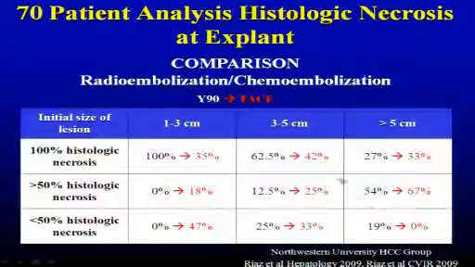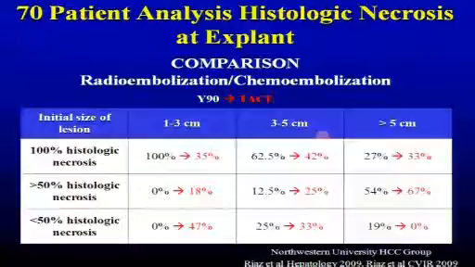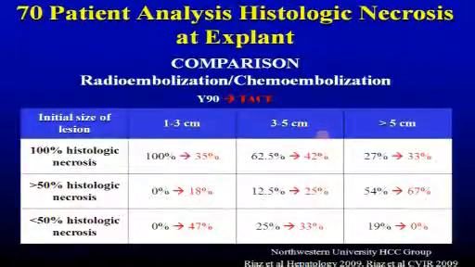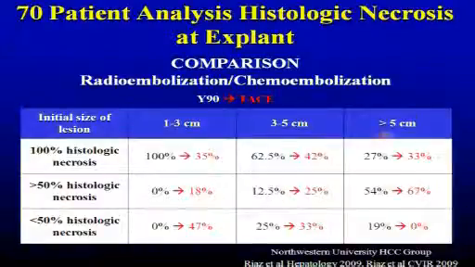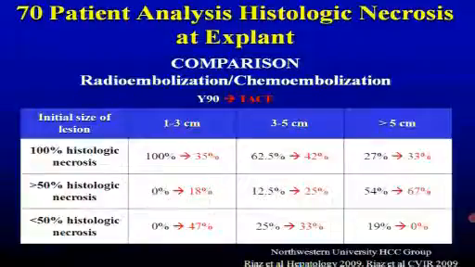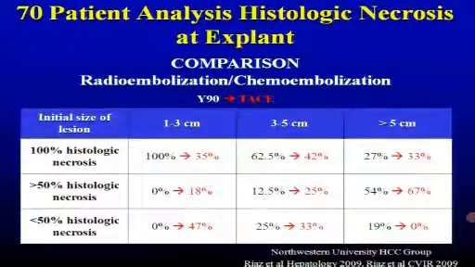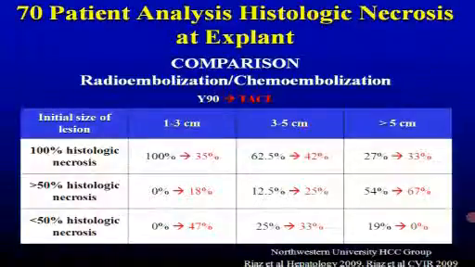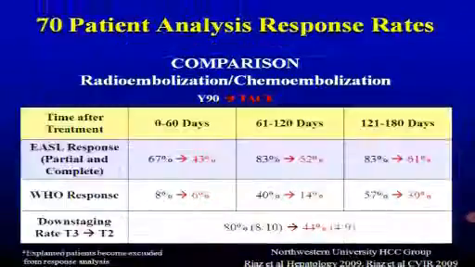Now let's move on to larger tumors. With larger tumors, 3 to 5 centimeters, you have complete necrosis with the yttrium 60% of the time and only 40% of the time with chemoembolization. But as David was talking about, once you get to larger tumors, neither therapy does well, which is why we need to think about combination-type therapies. So once you get over 5, it's very difficult to get complete tissue necrosis at the pathologic level.